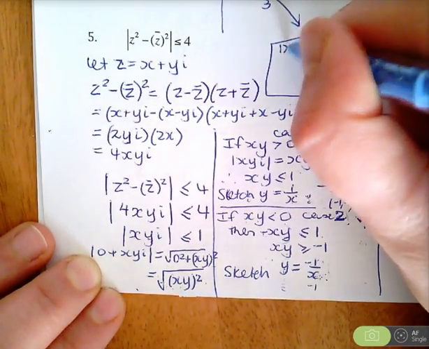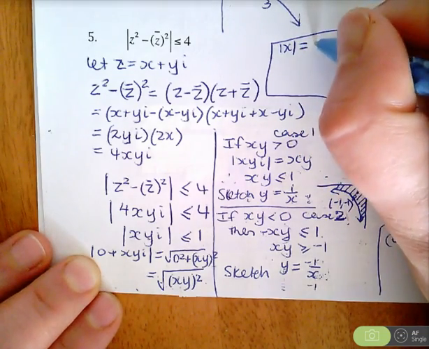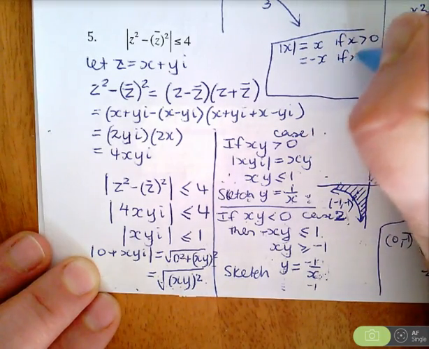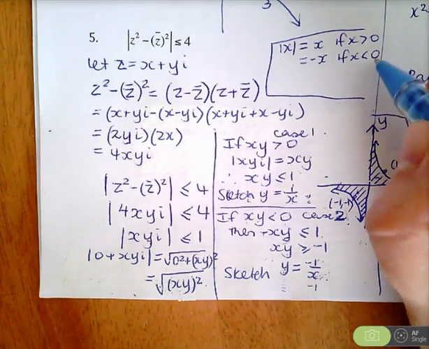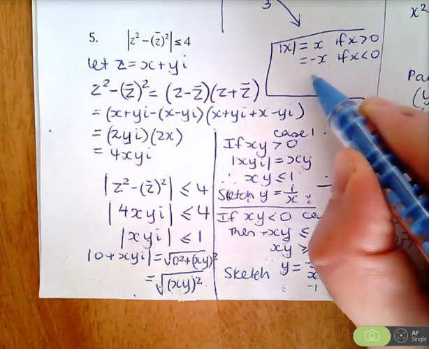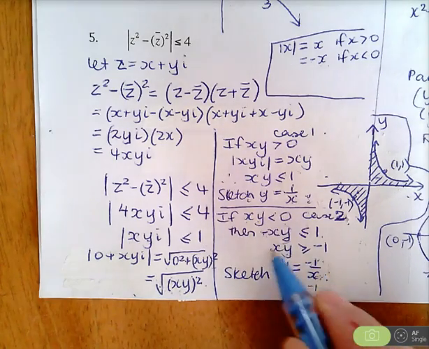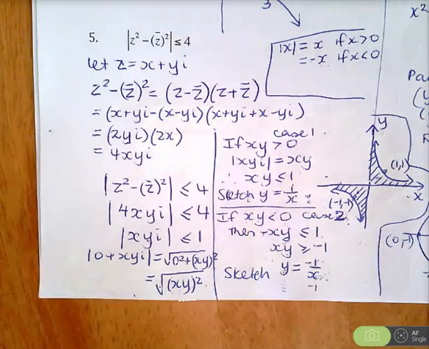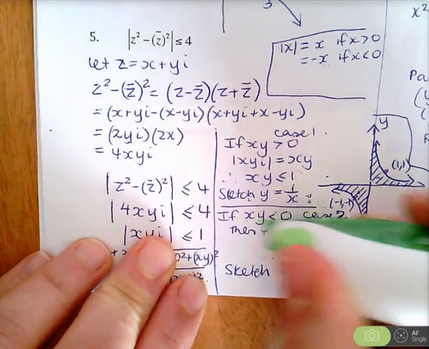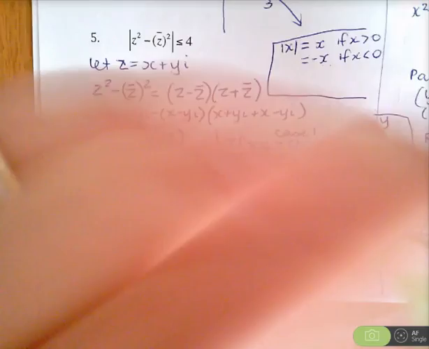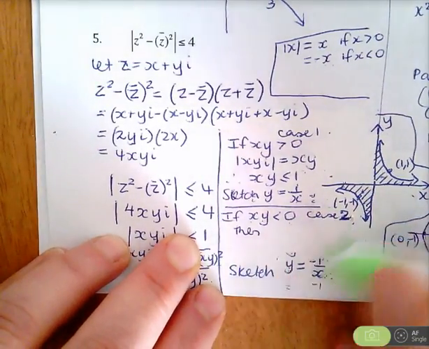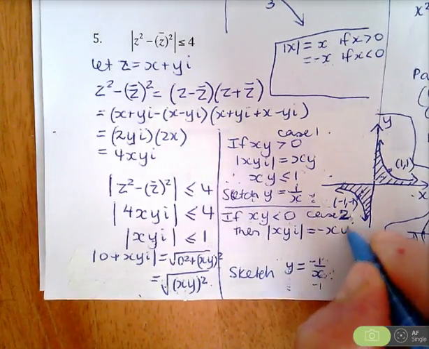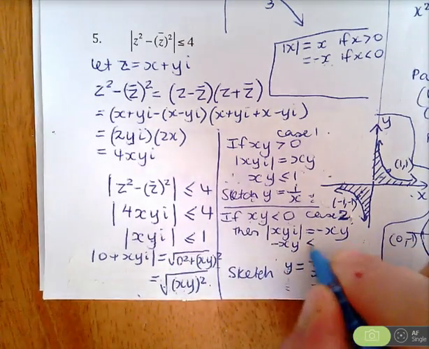This is from the following definition of absolute value. I'll just do it up here. Absolute value of x is equal to x if x is greater than 0, and it equals negative x if x is less than 0. Because, for example, if x is, say, negative 2, you get the negative of negative 2, which is positive 2. Now, that's what we're doing here. So, if xy is less than 0, then the modulus of xyi will equal negative xy, which means that negative xy is less than or equal to 1.